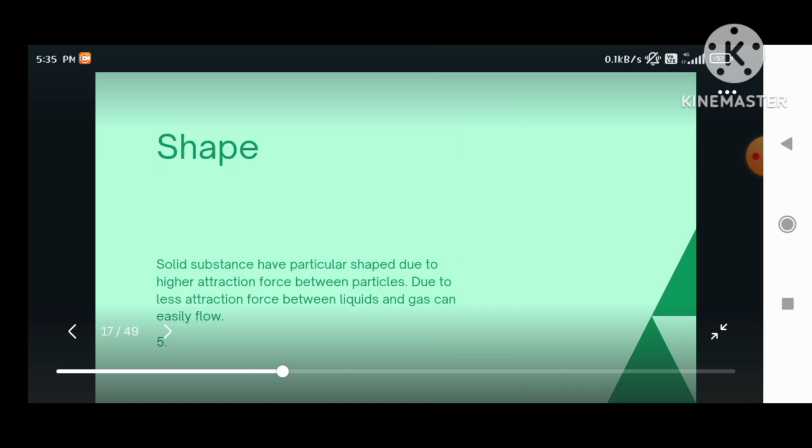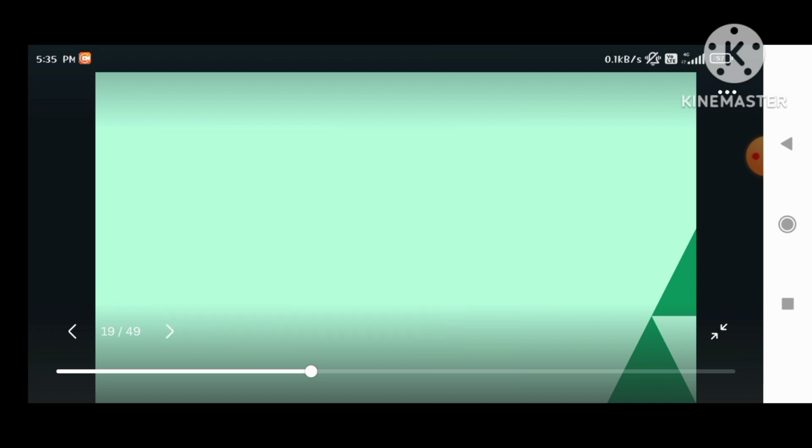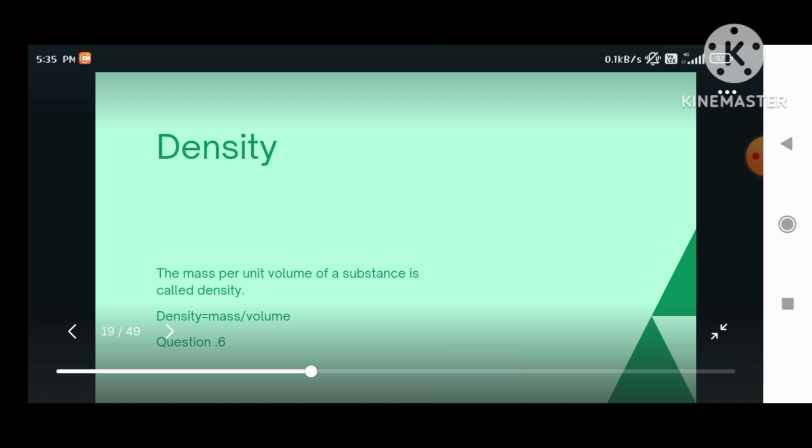Shape. Solid substances have a particular shape due to the higher force of attraction between the particles. Due to less force of attraction between the particles, liquids and gases can easily flow. Kinetic energy. The energy possessed by an object due to its motion is called kinetic energy. Density. The mass per unit volume of a substance is called density. The formula for density is equal to mass upon volume.